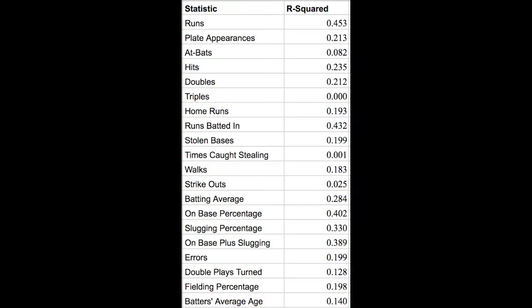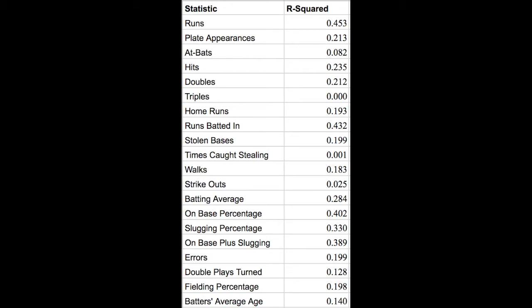In this spreadsheet, we can look at the r-squared for various hitting statistics. And you can see that some statistics explain more of the Red Sox wins than others. For example, on-base percentage has an r-squared of 0.402, or about 40%, while batting average has an r-squared of about 28%. So on-base percentage explains a lot more of the number of games that the Red Sox win than batting average. Runs tends to be the best metric in terms of hitting statistics, and I guess that would make sense given that a team has to score runs to win.